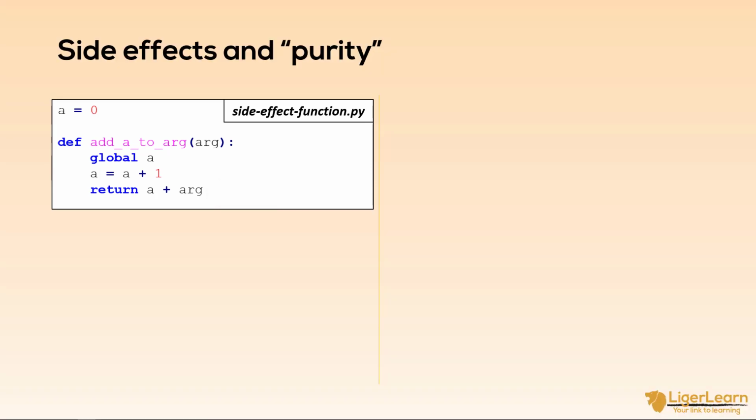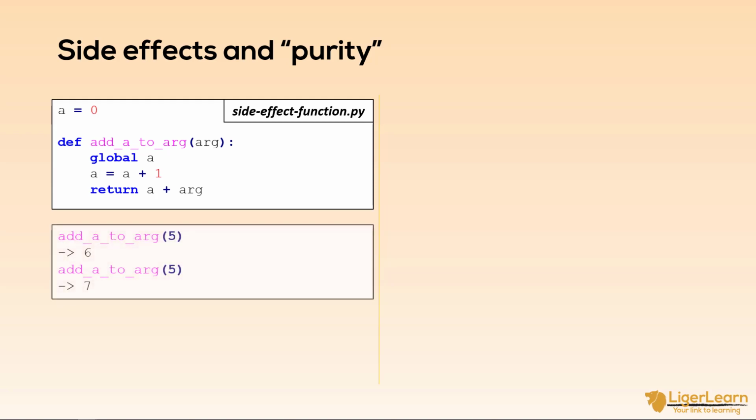Now we call the function twice, with the same exact argument 5. The first time the function is called, it will return 6, and the second time it is called, it will return 7. This is what is known as an impure function, because each time it is called with the same argument, it returns a different value.